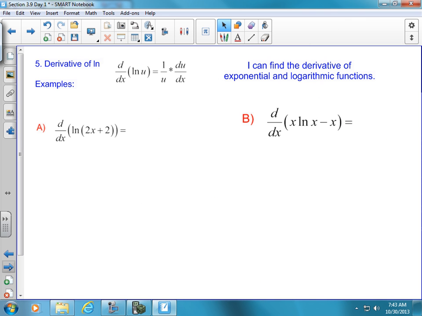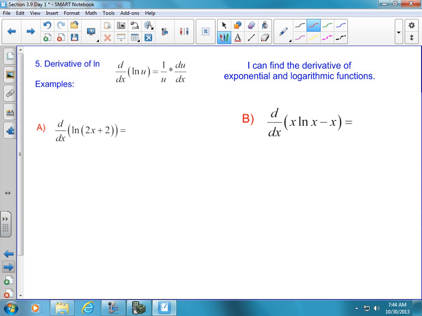All right, last rule for this section is ln of u. This is probably the one we use the very most. So if you forget all the rest, this is the one you're going to use the most. So don't forget all the rest. You won't, I know. We have 2 examples using the natural log.